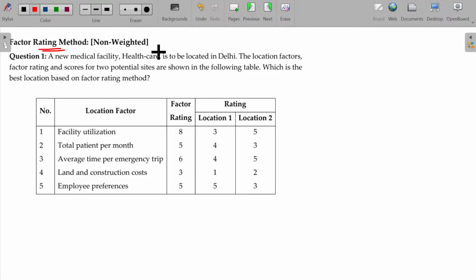A new medical facility, a health care hospital, is to be located in Delhi. They plan to construct a hospital in Delhi. Where do we want to construct this? That's the question. The location factor rating scores for 2 potential sites are shown in the following table. So the factor and rating for location 1 and location 2. Location 1, facility utilization, having a rating of 3.